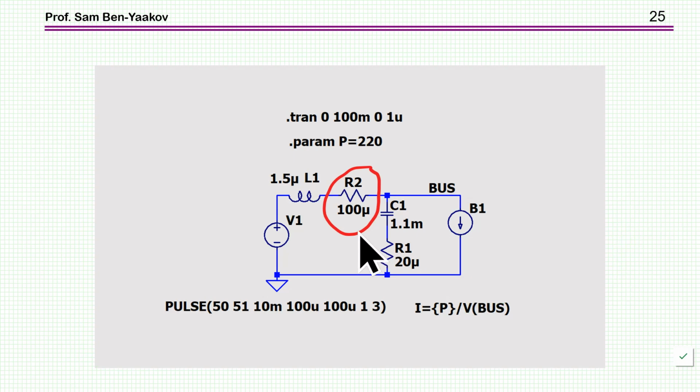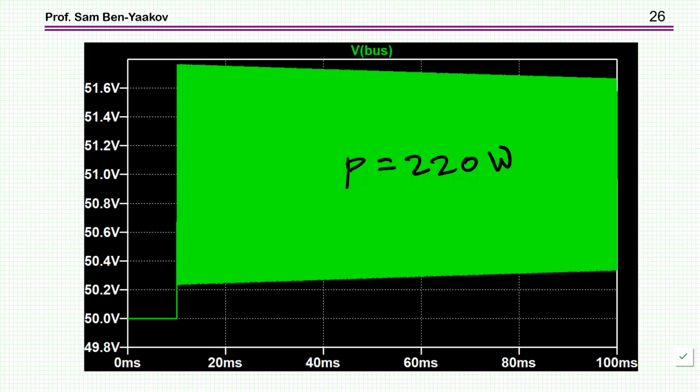Now what happens if I add here a resistance, and I've chosen something like 100 microohm, which makes sense for very high current. And in this case, I find that at 220 watts, it's still stable. But although it is stable, it's pretty close now already to instability, so the effect is not that large.